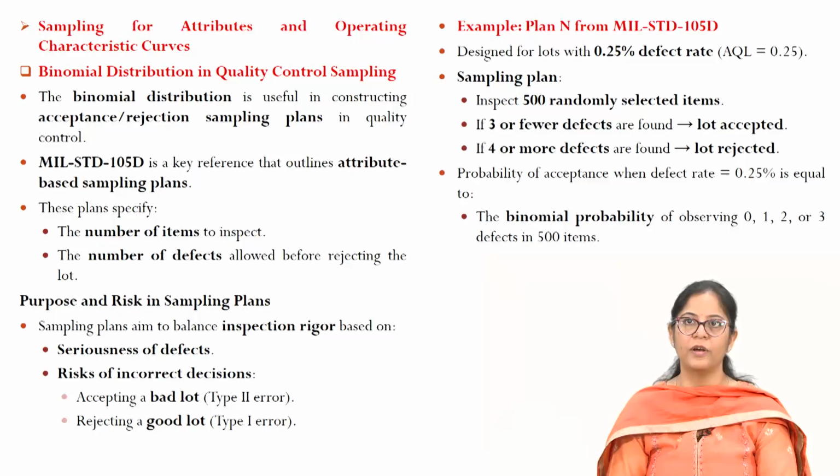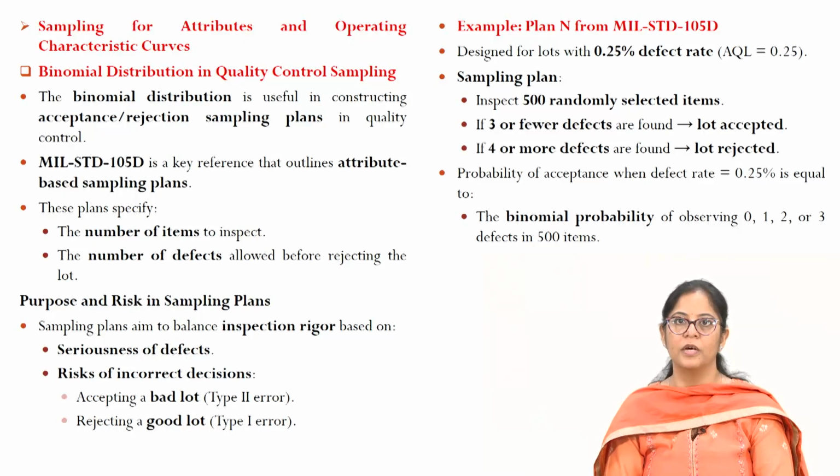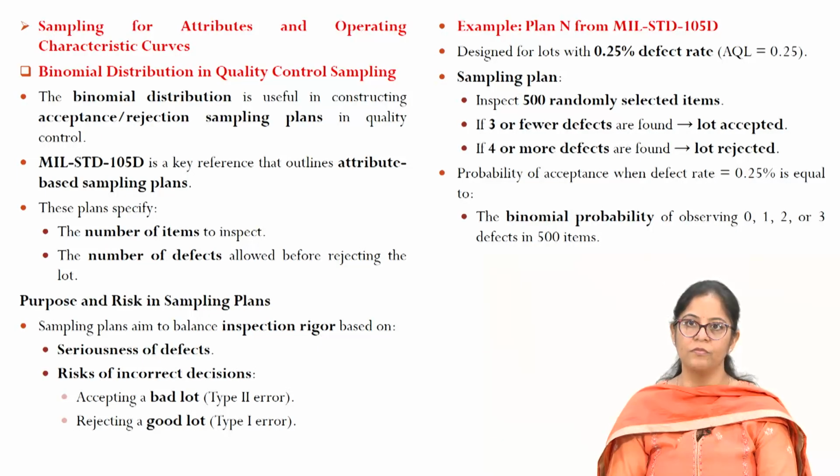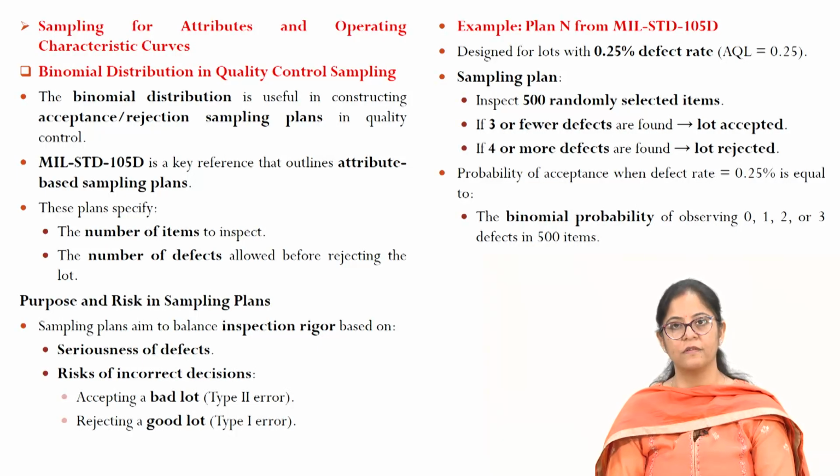Now, sampling for attributes and the operating characteristic curve. So, the binomial distribution is useful in constructing acceptance and rejection criteria of sampling plans in quality control. The MIL-STD-105D is a common reference that outlines the attribute based sampling plans. These plans specify the number of items to be inspected and the number of defects allowed before rejecting the lot. The sampling aims to balance inspection rigor based on seriousness of defects and risks of incorrect decisions, accepting a bad lot, that is type 2 error, and rejecting a good lot, which is a type 1 error.